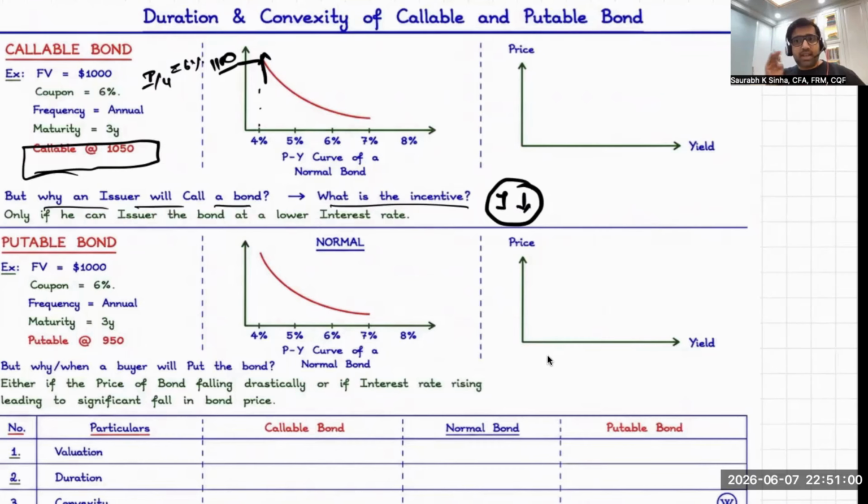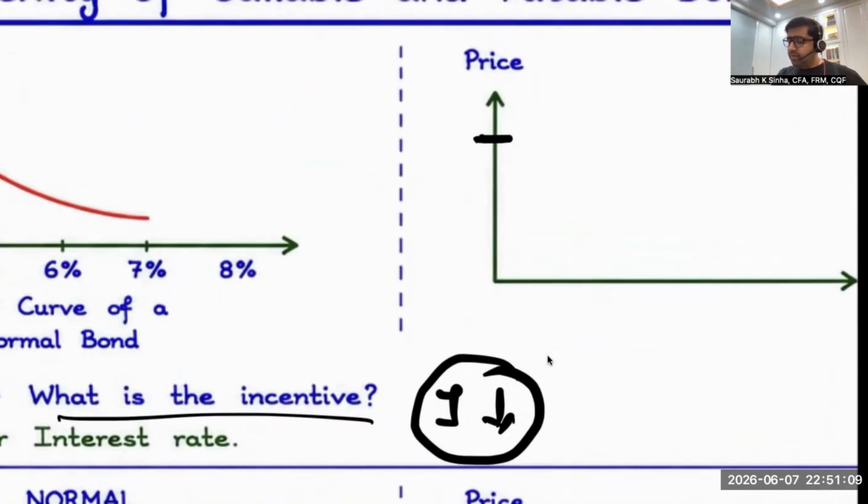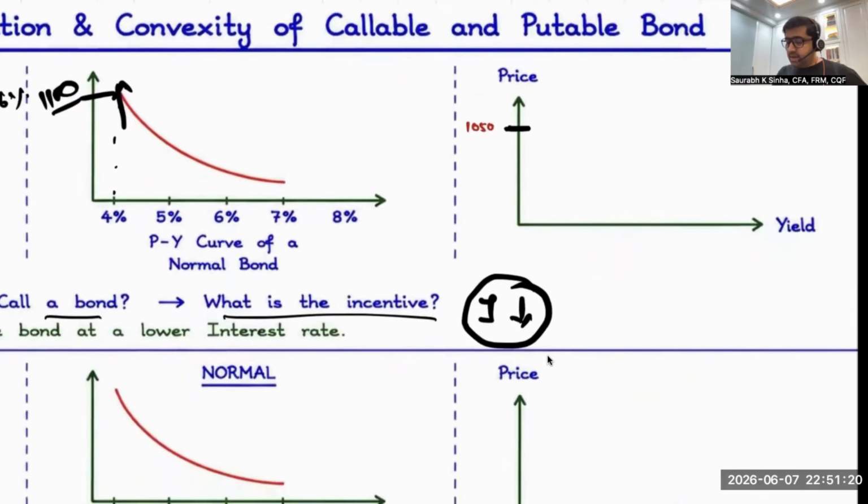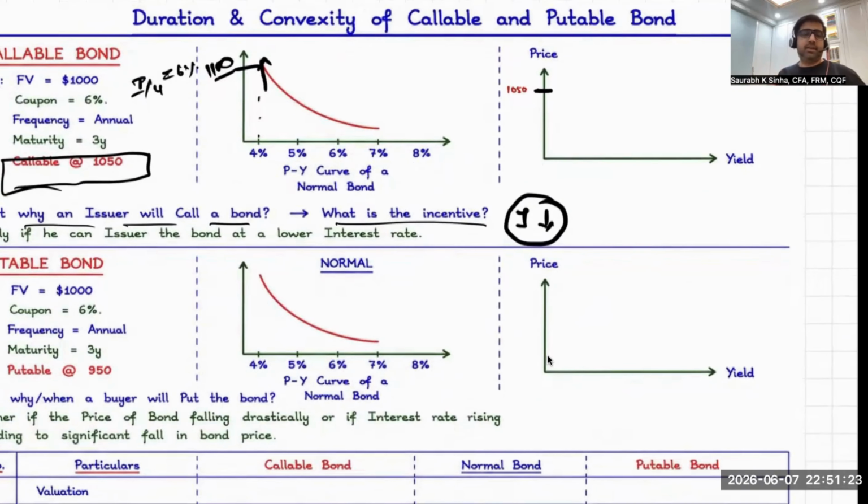Nobody would. So can I say because of this callable feature, the price of a callable bond is pegged at 1050. It cannot increase beyond 1050. Okay. So if I calculate the bond price for 6%, 7%, 8%, 9%, it will behave like a normal bond because the interest rate is rising. If interest rate is rising, bond issuer is not afraid of interest rate rising because he has issued the bond at 6%.